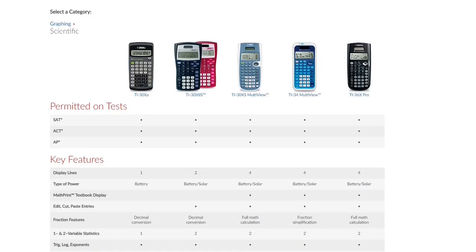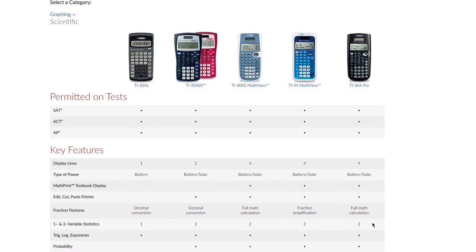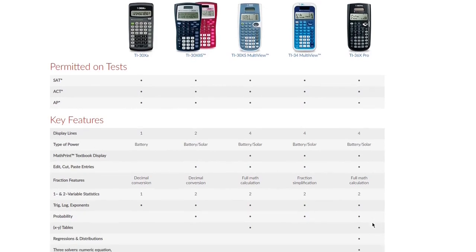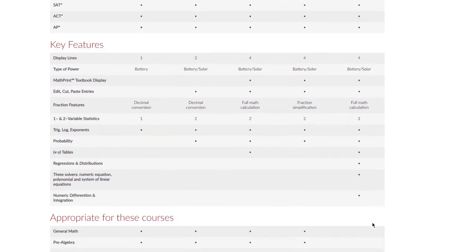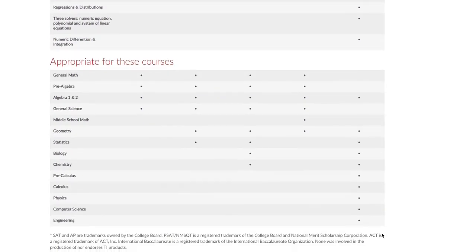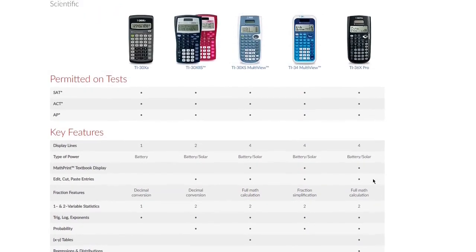Here we have some of the key features. It's able to display 4 lines. It can do full math calculations, 1 and 2 variable statistics, trig, log, exponents, probability, x and y tables, regressions and distributions, and the list goes on. So here we see that it's appropriate for engineering, computer science, calculus. So yeah, I think this is a solid calculator.